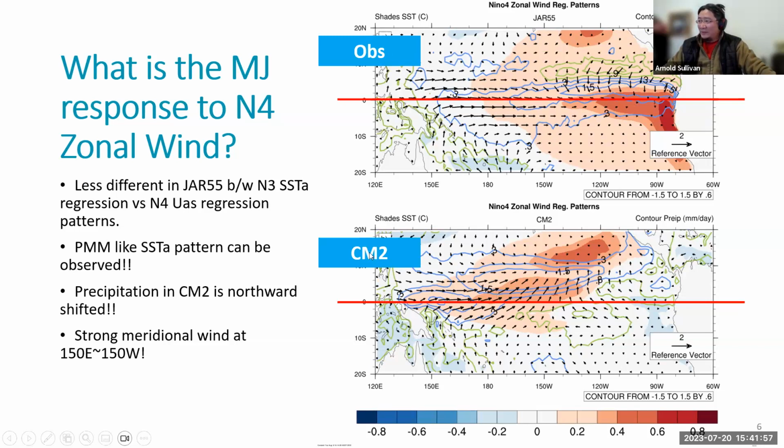But when you look at the CM2, the SST has a warming pattern from the Central Pacific, and then extends toward the California region. Similar to the precipitation, you also see it move about 5 to 10 degrees north compared to observations, and we have really strong meridional wind in the CM2. So somehow in our model, CM2, Niño 3 and Niño 4 respond really differently.